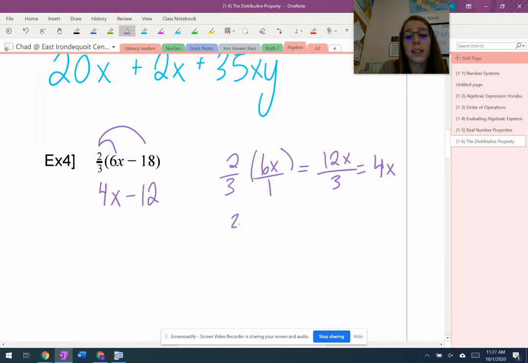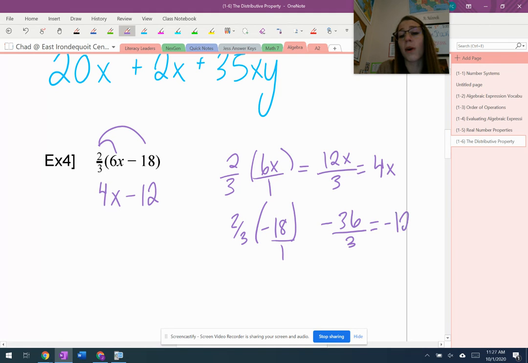Same thing with that 18. 2/3 times that negative 18. 18 times 2 is 36. Divide by that 3 gives us that negative 12. So you don't need to be doing that by hand like I did. Use your calculator to help you.